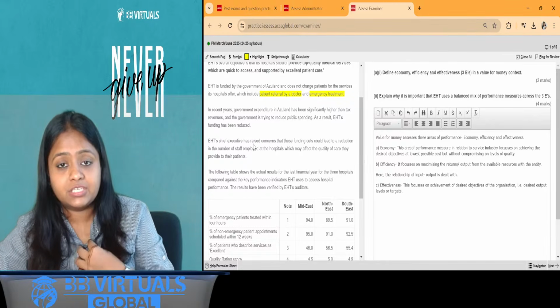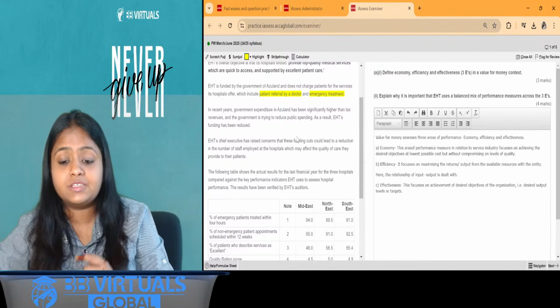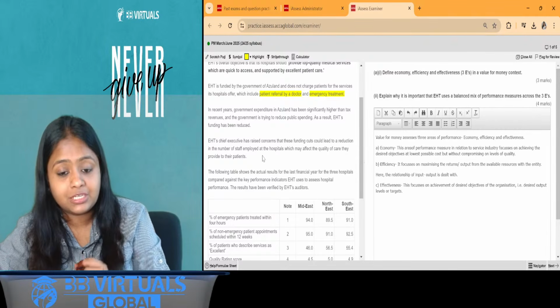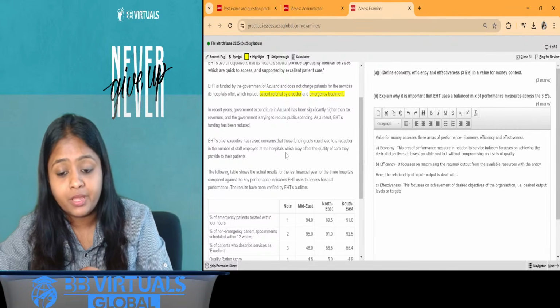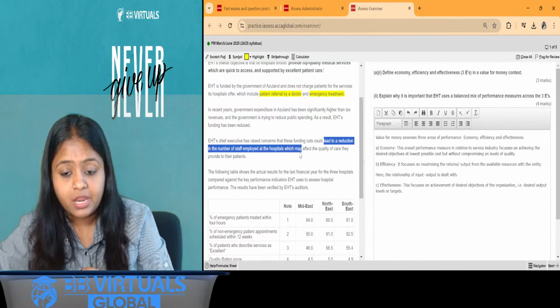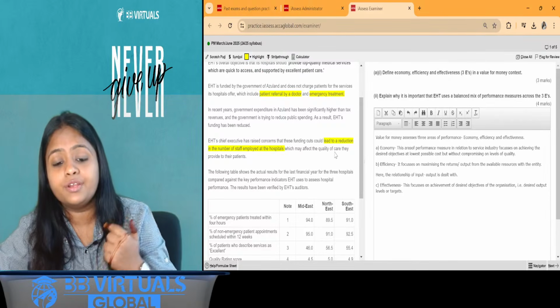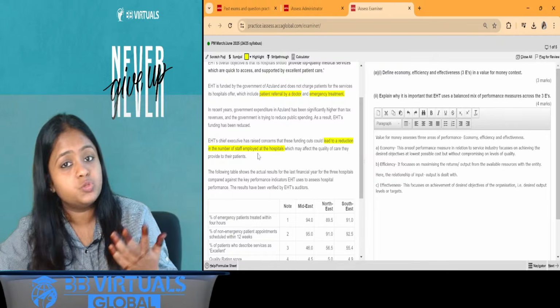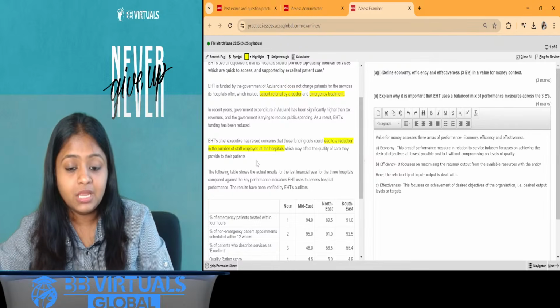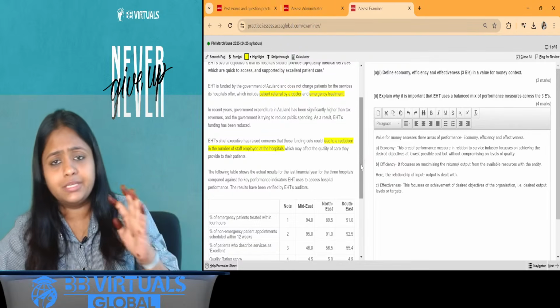EHT's chief executive has raised concern that these funding cuts could lead to a reduction in the number of staff employed. This is a very important point. If the staff gets reduced, then the quality of care that they're providing to the patients will also be reduced. The funding shows actual data, that's okay.